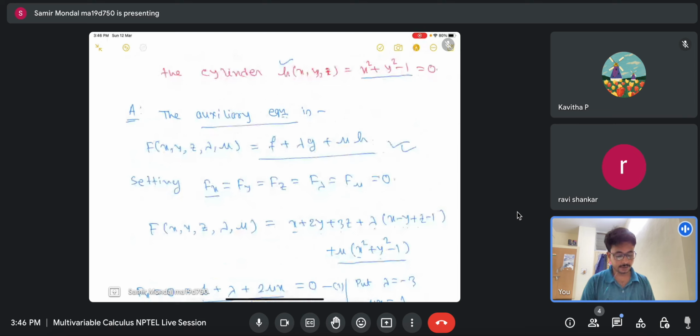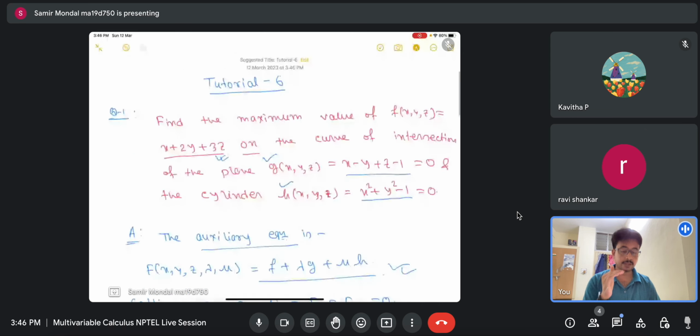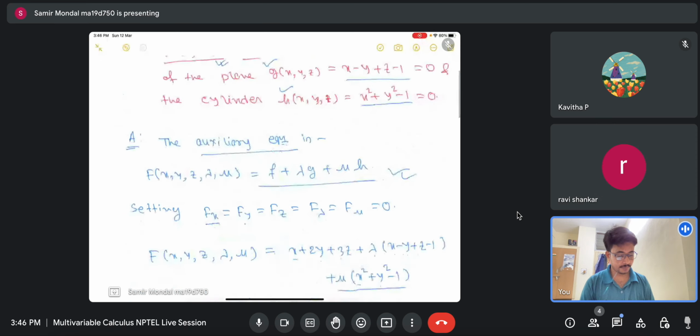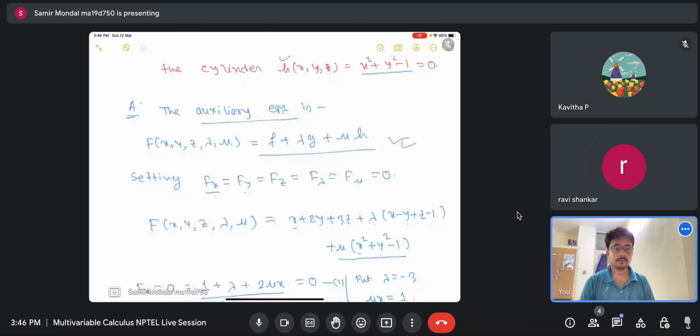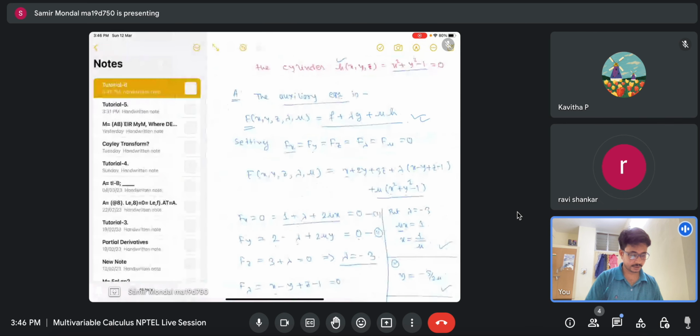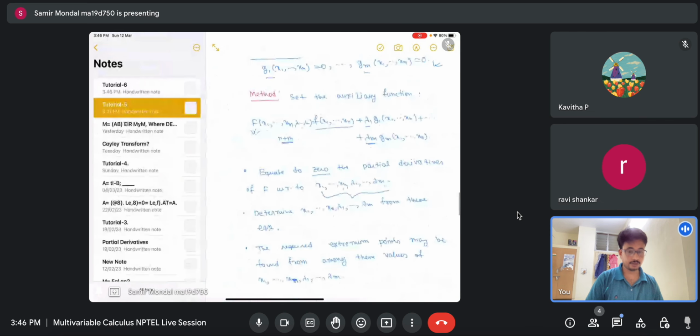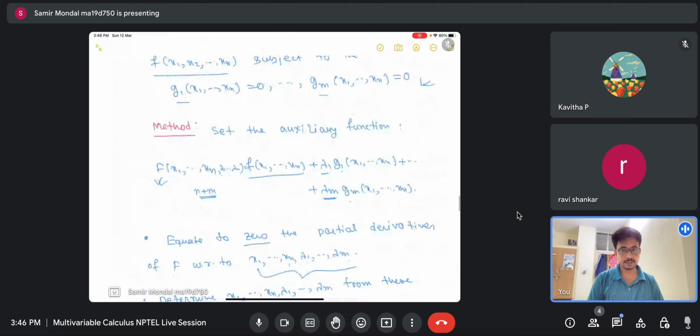Then you have to go for fx, fy. Your main function has only 3 variables. f depends on 3 independent variables, but here we are setting another 2 variables also, total 5 variables. So this is your f, and this f depends on your other 2 constraints, g and h also. This is the Lagrange multiplier method, which I already described. Yes, this is the method.